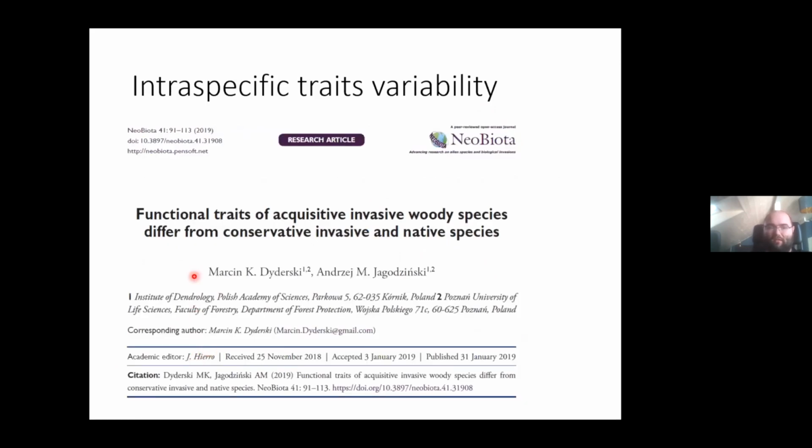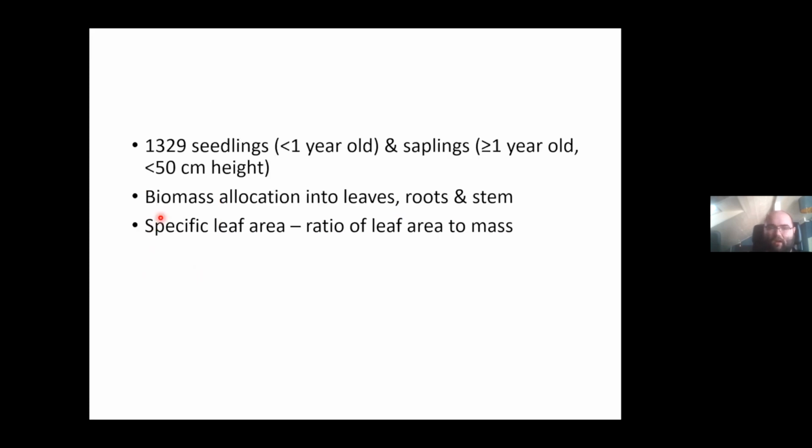We also studied intraspecific and interspecific variability of functional traits of the studied species, and native species as a comparison. We assessed over 1,000 seedlings and saplings of 7 species. We divided their biomass into leaves, roots, and stem. And we also calculated the specific leaf area, which is the ratio of leaf area to leaf mass, and informs us of the response of plants to shading and the efficiency of light capturing on the forest floor.